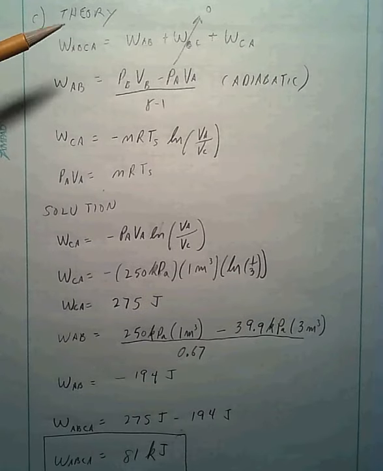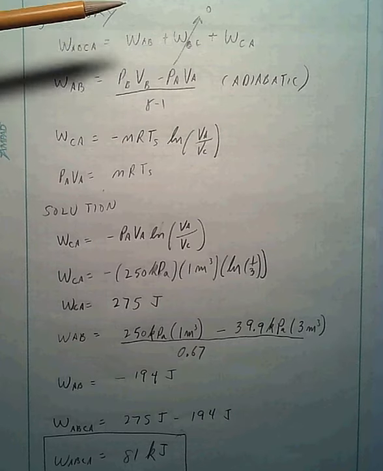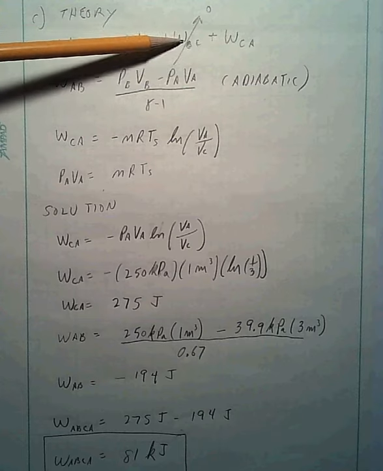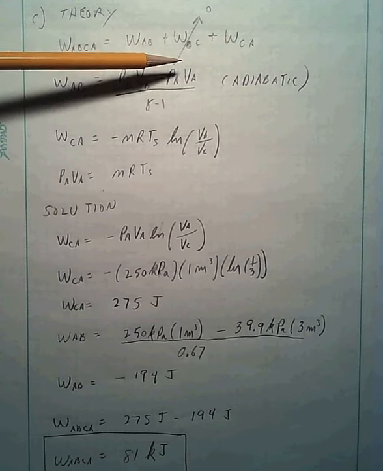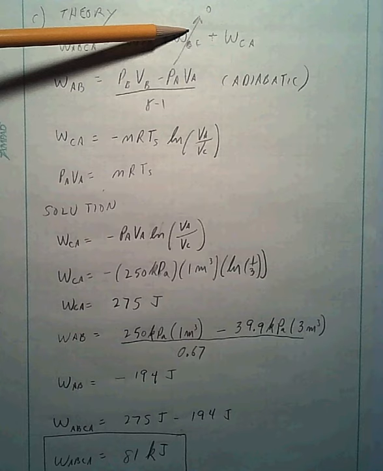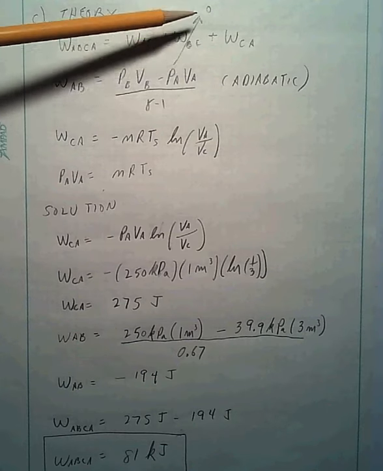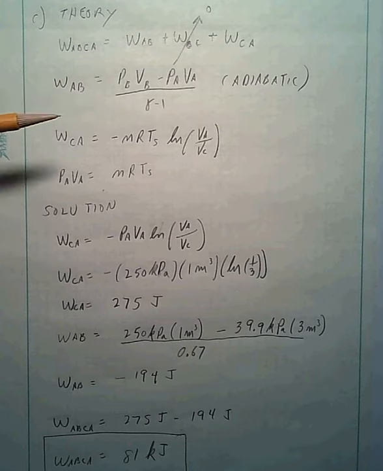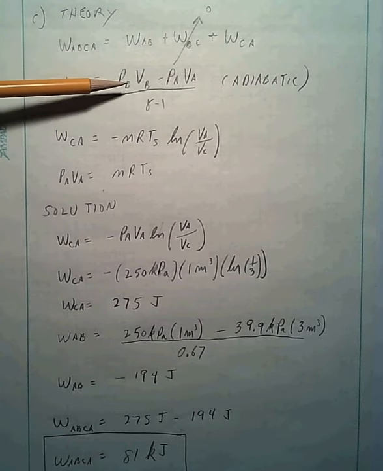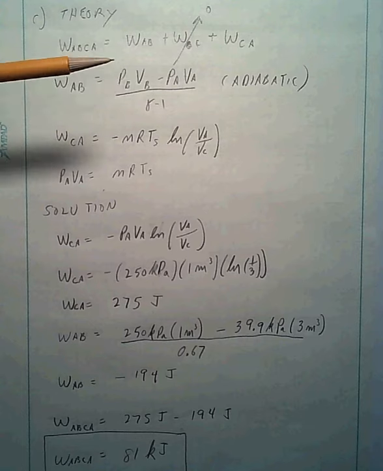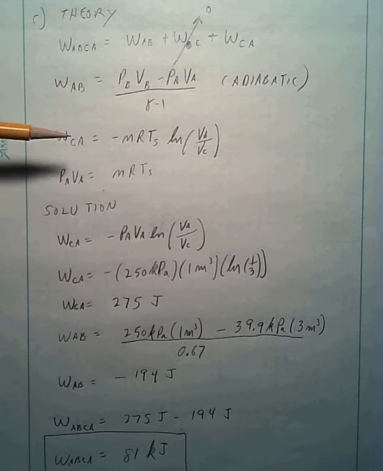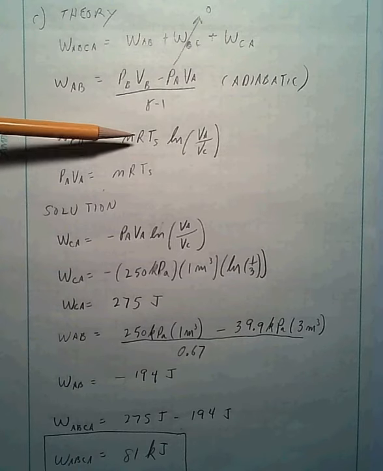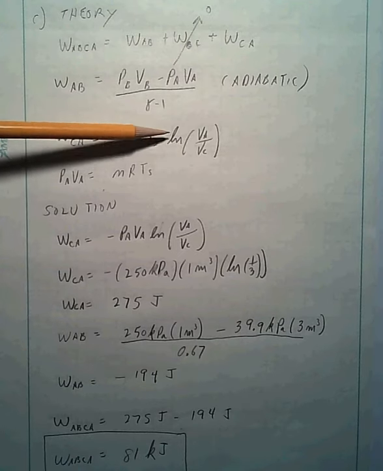Then in part C, where we want to find the work around the path, we break that up into three contributions: one along the path from A to B, then from B to C, which is 0 because it's an isovolume, or constant volume, process, and so no work is done in that process, and then the work from C back to A. The work from A to B is given by the work equation for an adiabatic process, and the work from C to A is given by the work expression for the isothermal process.